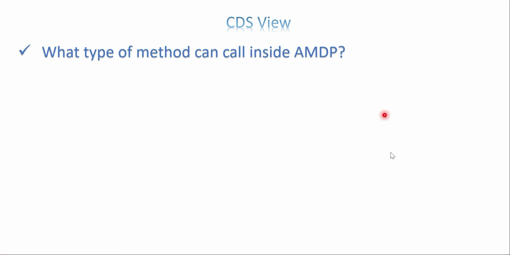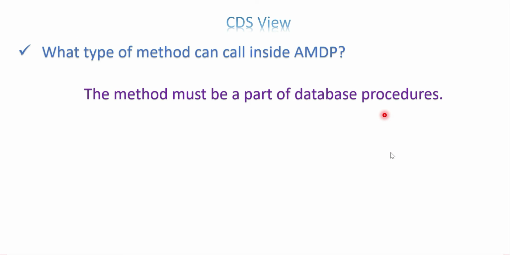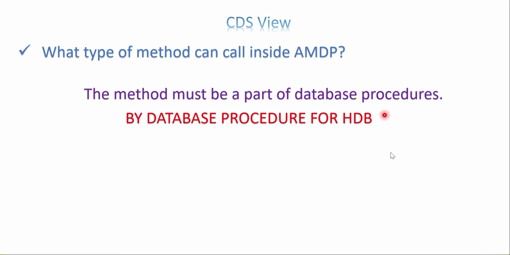So what type of method can be called inside the AMDP? If you try to call a method inside an AMDP, then the method should be part of database procedures. Meaning the method definition has the statement BY DATABASE PROCEDURE FOR HANA. That is the important statement to be enclosed in the method definition. Then that method is considerable to call inside the AMDP.